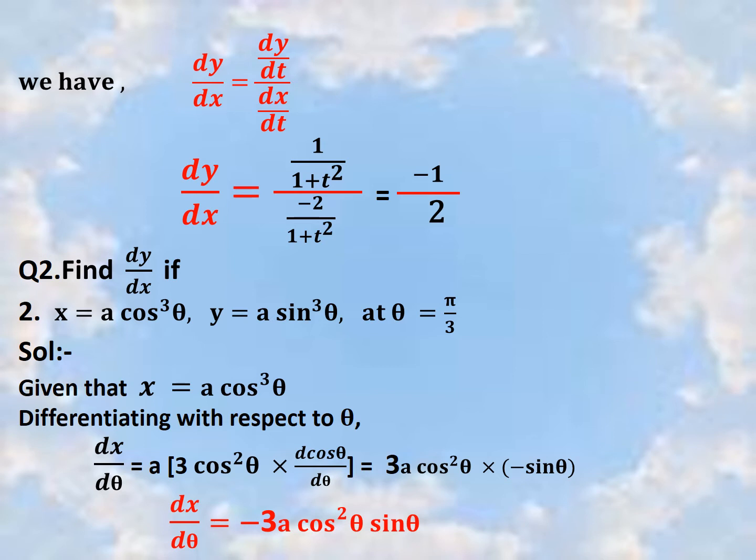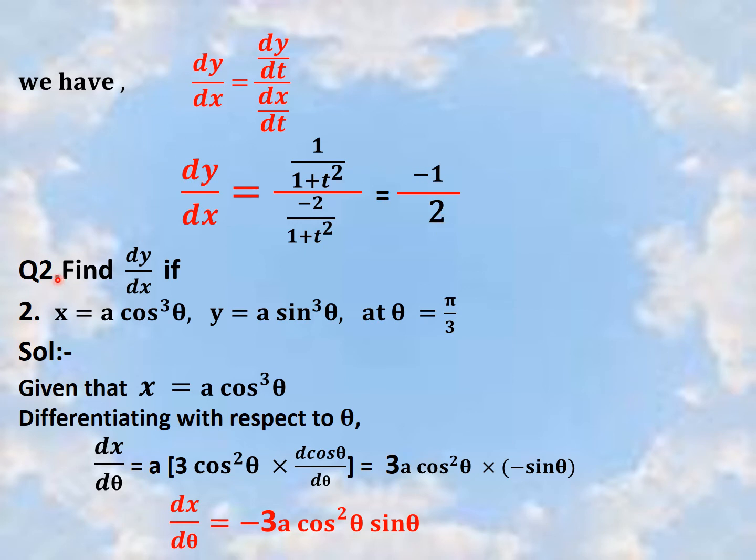Now by the theorem we have dy by dx is equal to dy by dt upon dx upon dt. Now we will substitute the values of dy by dt and dx upon dt. So dy by dt is 1 by 1 plus t square and dx by dt is minus 2 by 1 plus t square. Here we can cancel 1 plus t square from both the denominators. So it will be minus 1 upon 2.